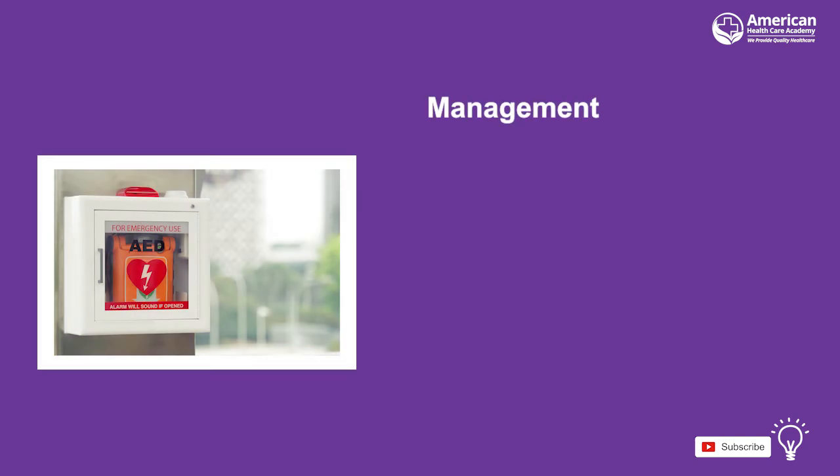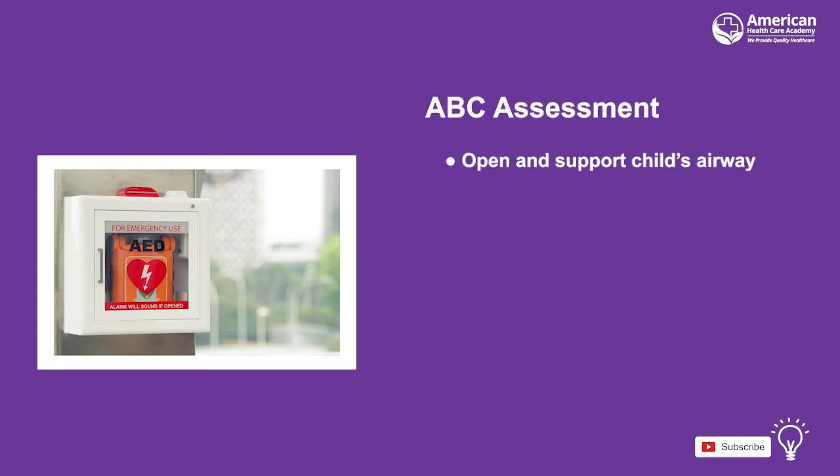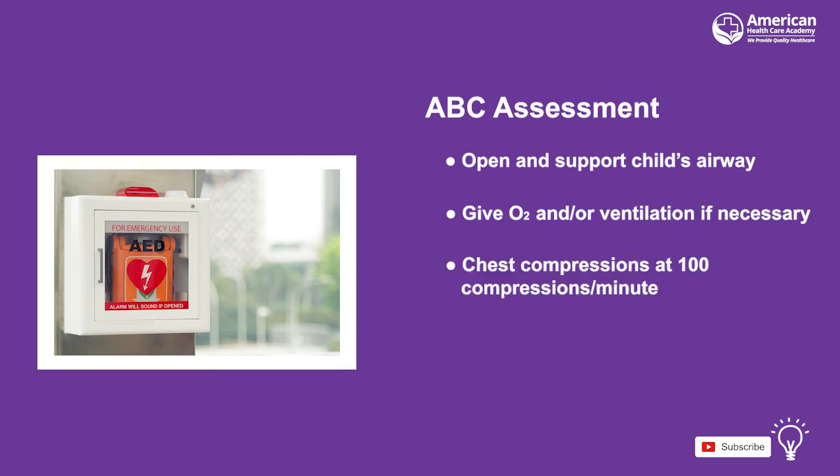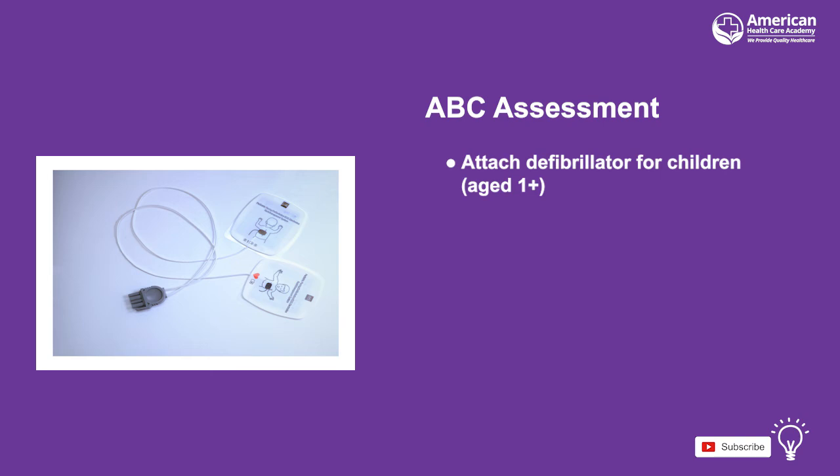The proper management of tachycardia in a child begins in the same way as treatment of bradycardia in a child. As soon as you recognize that a child is experiencing tachycardia, you should immediately activate the EMS and conduct the ABC assessment by opening and supporting the child's airway, giving oxygen and/or ventilation if necessary, starting chest compressions with 100 compressions per minute at a cycle of 30 compressions and 2 rescue breaths. Next, attach a defibrillator for children over 1 year old and obtain a 12-lead ECG. Then obtain vascular access and run lab tests to give more information on the child's status.